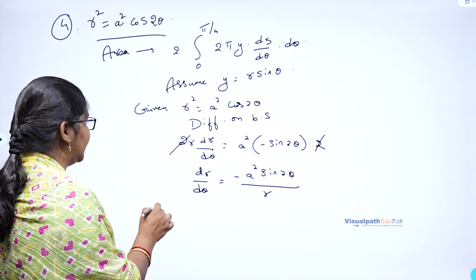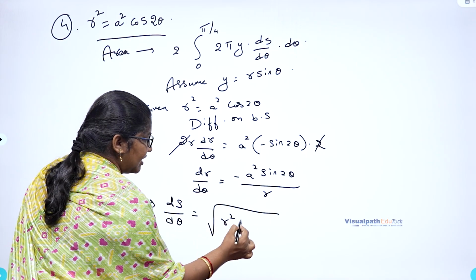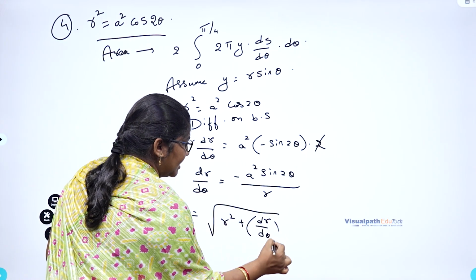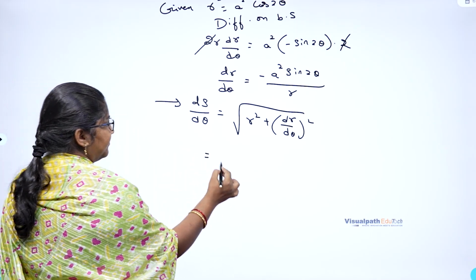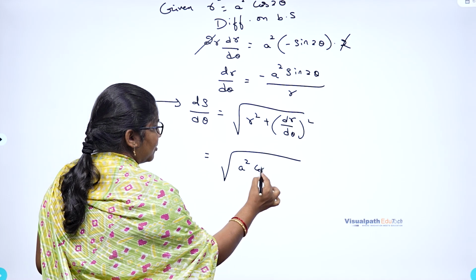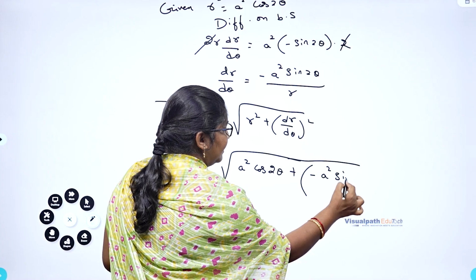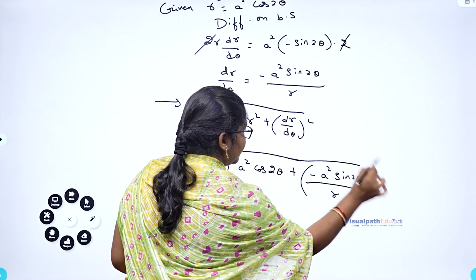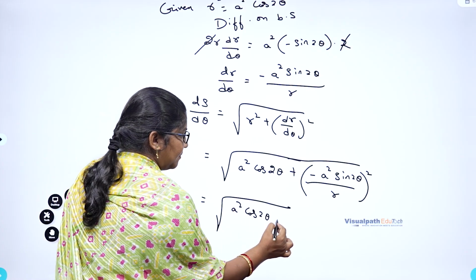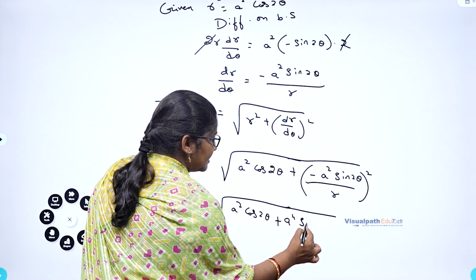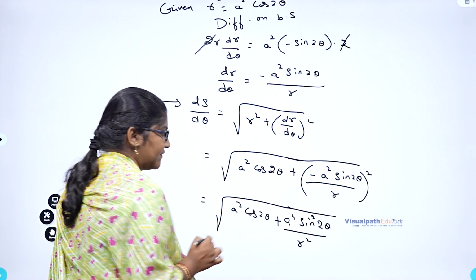Now, we will find the ds by d theta. What is the formula for ds by d theta? Square root of r square plus dr by d theta whole square. R square means a square cos 2 theta, plus minus a square sin 2 theta by r, whole square. That is a square cos 2 theta plus a power 4 sin square 2 theta by r square.